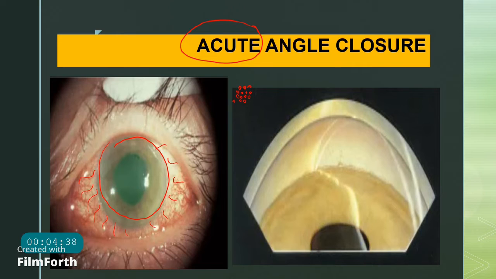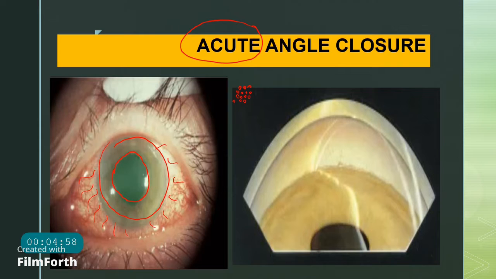And along with that, you will have a fixed mid-dilated pupil. This is a very common presentation of acute angle closure glaucoma, and along with that, the patient comes with headache, nausea and vomiting. In a case of acute angle closure glaucoma, because there is corneal edema, usually gonioscopy is not advised.